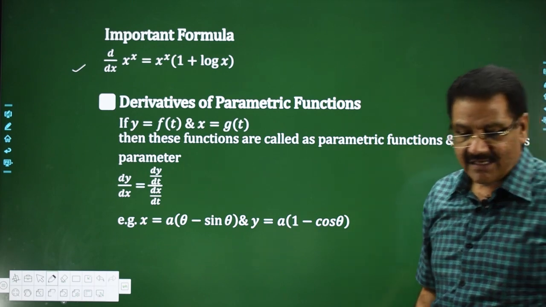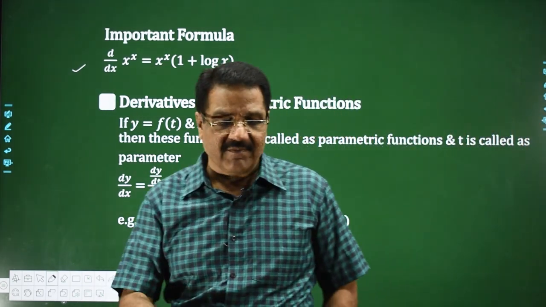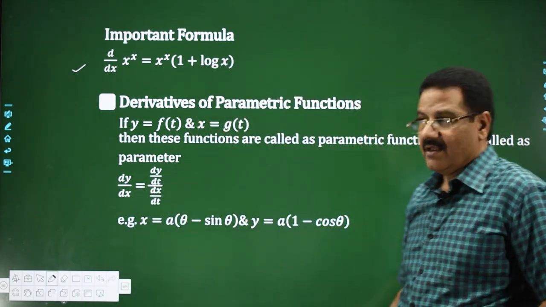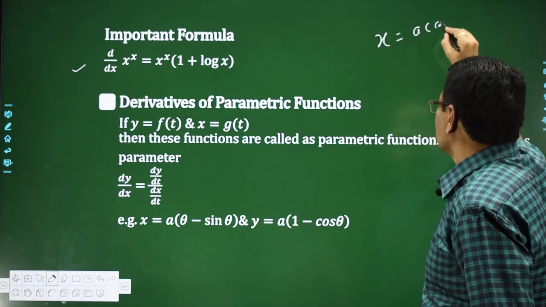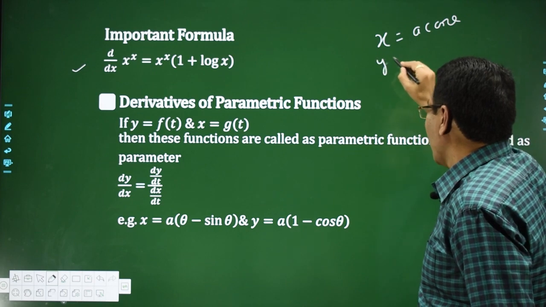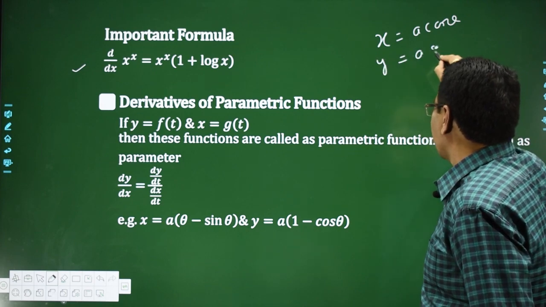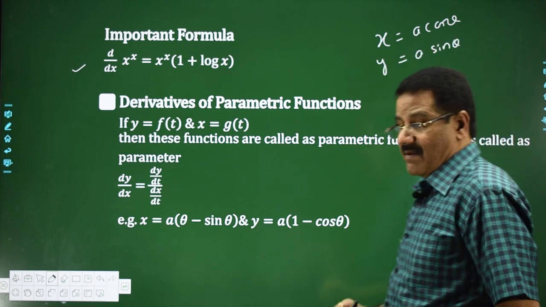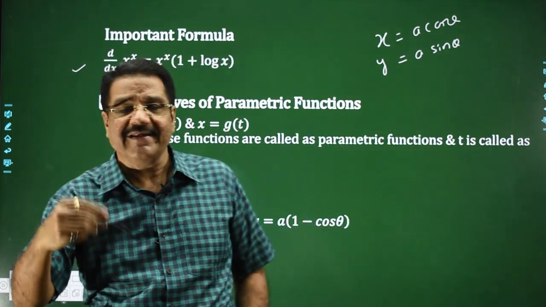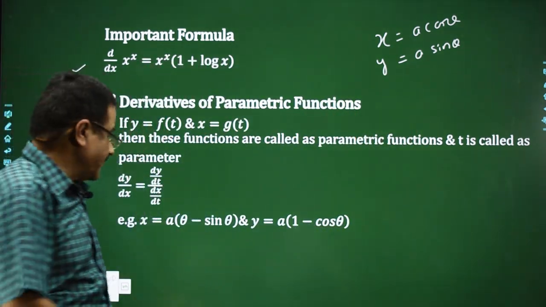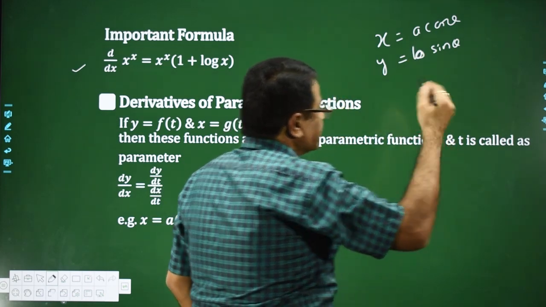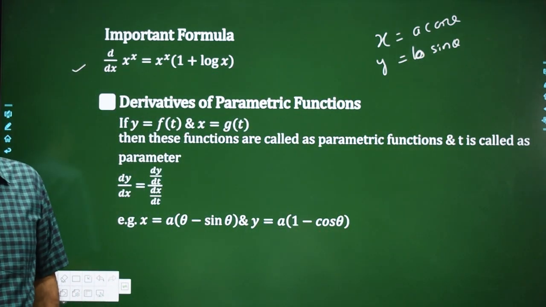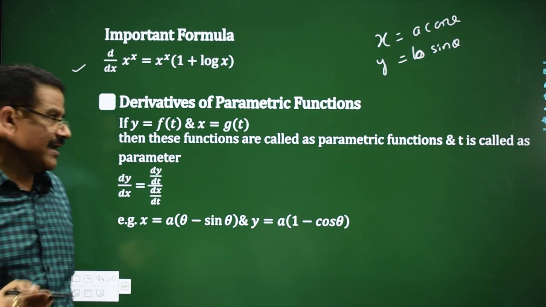You must be knowing certain parametric equations. If you remember your 11th standard conic sections, the parametric equations for a circle are x is equal to a cos theta and y is equal to a sin theta. So, these are called parametric equations for a circle. As far as an ellipse is concerned, it is y is equal to b sin theta. So, parametric functions we already learned in our earlier standard.